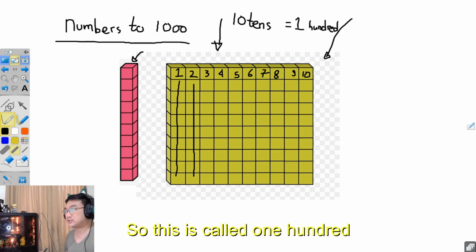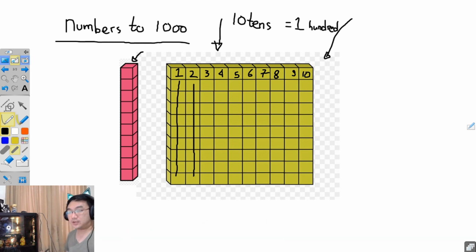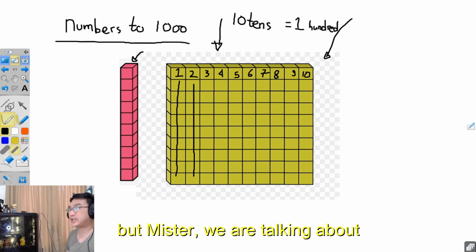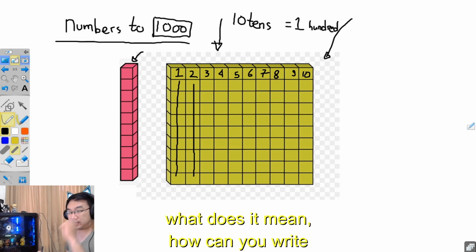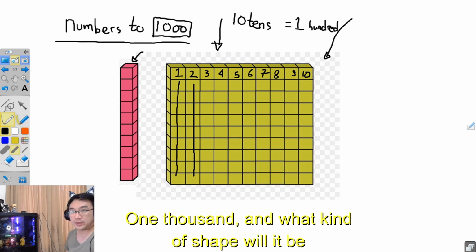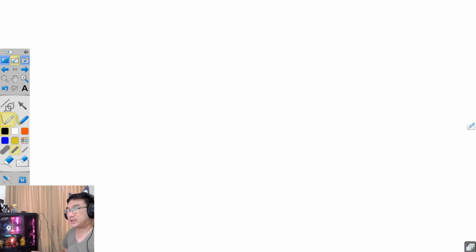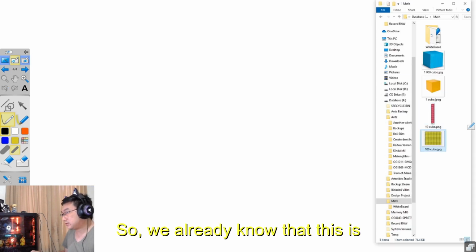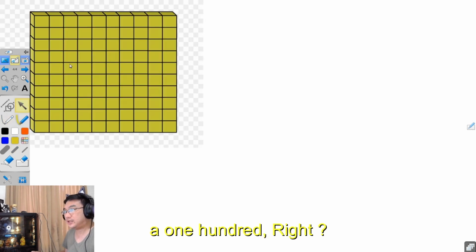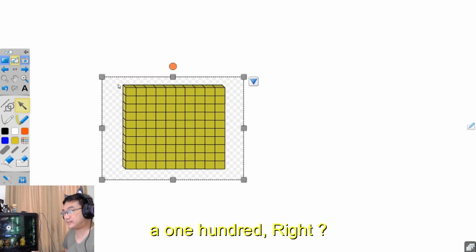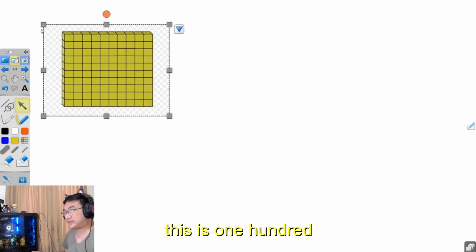Okay, so this is called 100. But mister, we are talking about 1000. What does it mean? How can you write 1000 and what kind of shape will it make? Don't worry. So you already know that this is a 100, right? This is 100.